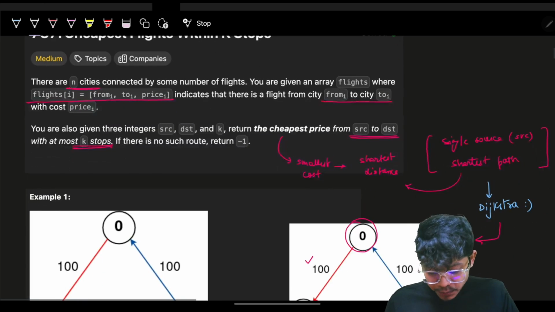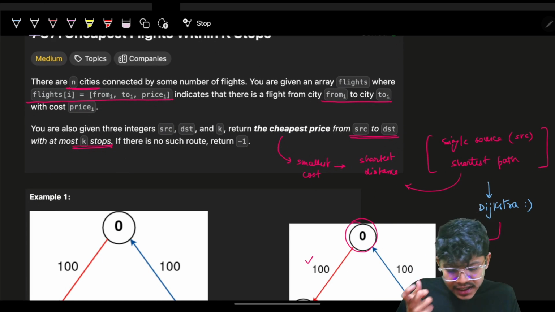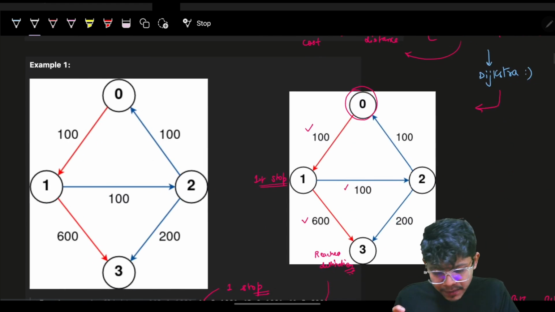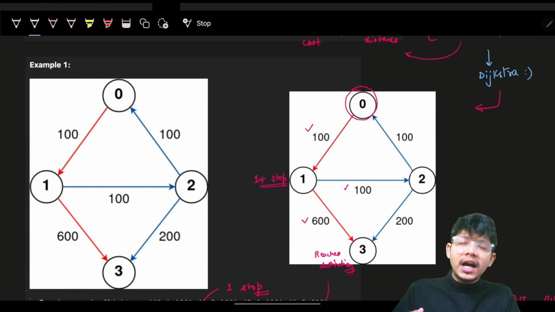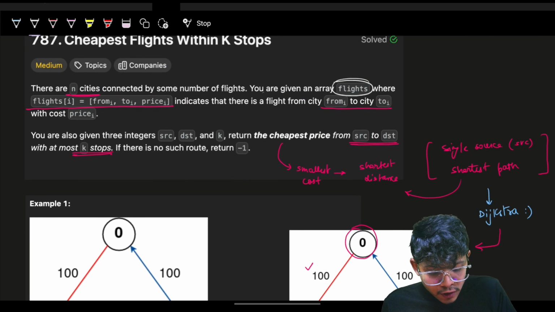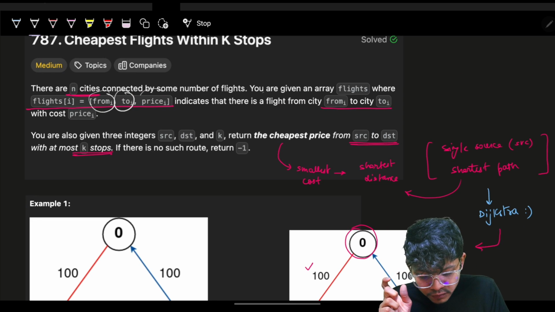Cheapest flight with K stops. It says that there are n cities, and these cities are connected by a number of flights. Just by seeing the picture itself, we would have recognized it's a graph problem. Still, we will read the question. Now, you are given an array of flights where each flight says from, to, with this price.